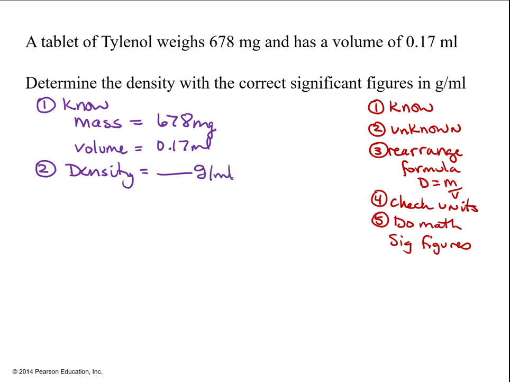Okay, so step 3, rearrange the formula. Do I need to do anything? No, because if I want to find density, density is mass divided by volume. So I divide mass by volume. But now density, they want it in grams per mil. Do I have to do anything with units?